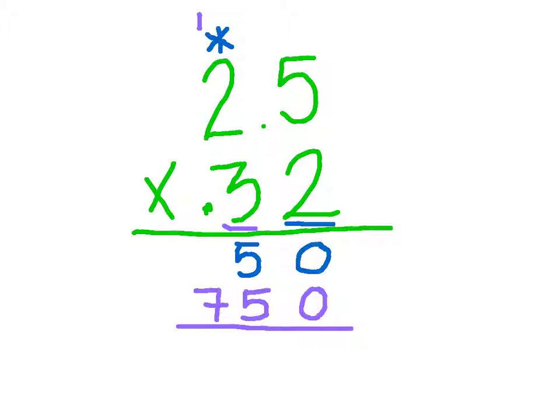Now, like normal, I'm going to add these numbers together. I know that 0 plus 0 is 0, 5 plus 5 is going to be 10, carry the 1. 1 plus 7 is going to be 8.